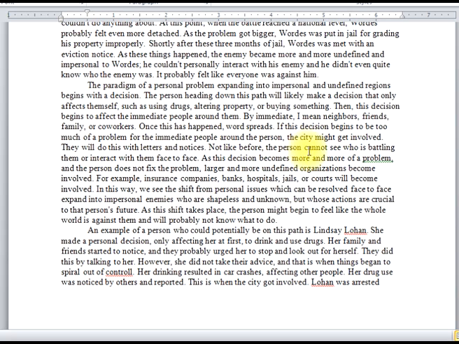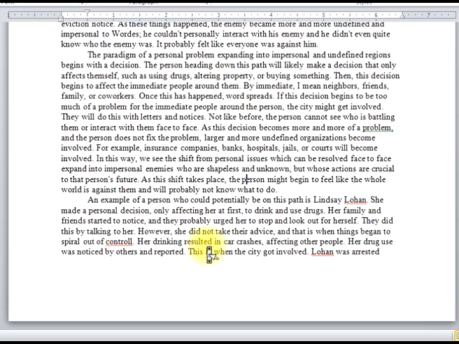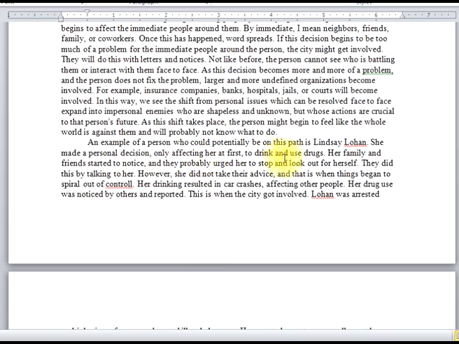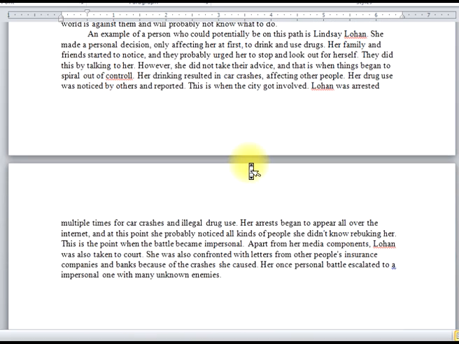Not like before, the person cannot see who is battling them or interacting with them face to face. As this decision becomes more and more of a problem, and the person does not fix the problem, larger and more undefined organizations become involved. So again, this is a really good explanation of the pattern. The first sentence really is an excellent articulation of this, and then this just carries it out. And then we have an actual example. An example is Lindsay Lohan, and this person takes us through the example.